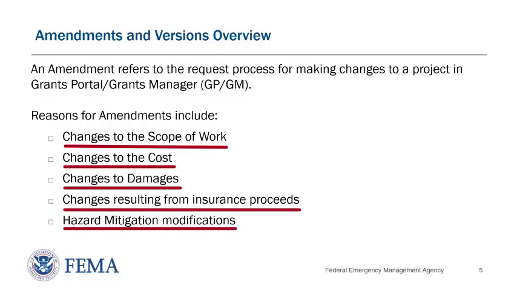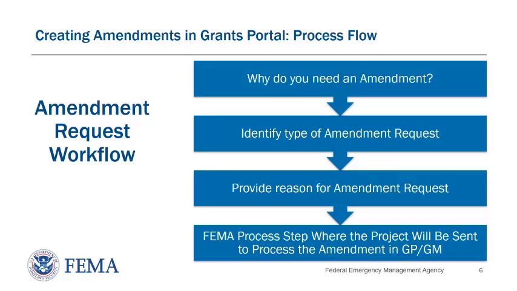Keep in mind the applicant or subrecipient, the recipient, or FEMA, any of these can request an amendment in Grants Portal or Grants Manager. So now let's look at the process flow. First, why do you need an amendment? Why are you requesting this amendment? Next, you would identify the type of amendment you are requesting. Then, do you have the documentation to support the reason for this request? And finally, being aware of the next process step once the amendment is approved.